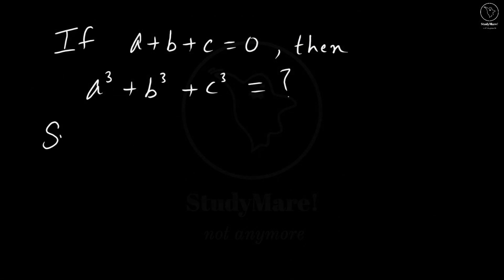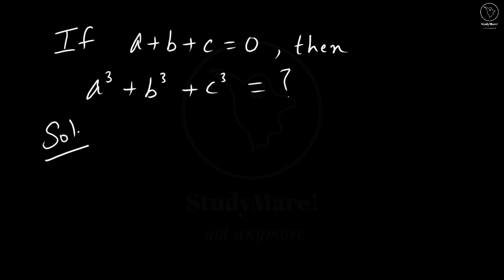Let's start doing this. So, do you remember the identity where we have a cube plus b cube plus c cube? There is one. And if you don't remember it yet, just memorize it. Or do as many questions as possible so you get it stamped into your mind.